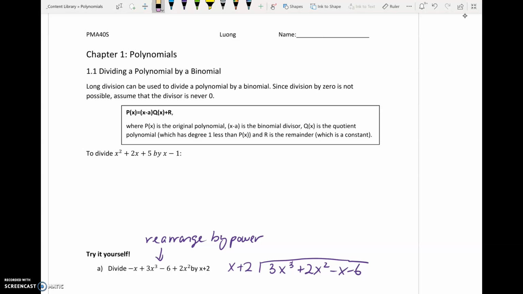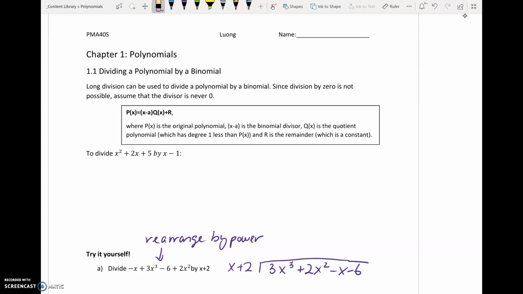In this first box, this is explaining the format of polynomials. So P of x is your original polynomial. X minus a is a binomial divisor, so it's usually x minus some number or x plus a number. Q of x is a quotient, which is usually your answer after you do long division. And then finally R is your remainder, which is usually a constant, which is just a number.